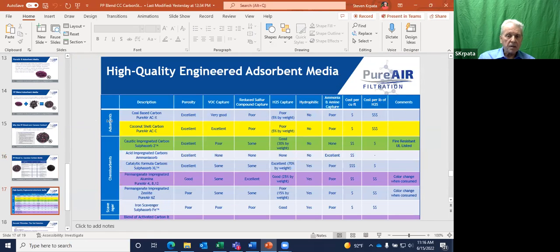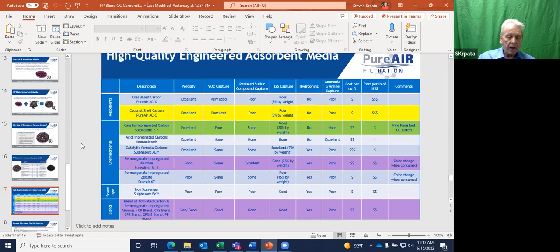This slide compares the attributes of the various high-quality engineered adsorbents in the various medias that we've been discussing here, and highlights the ones we've been discussing. We'll provide these slides to you so you can review them leisurely at your own pace.